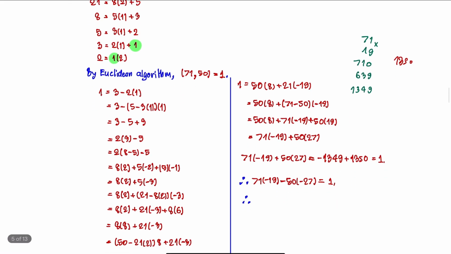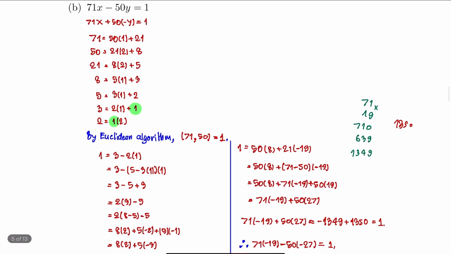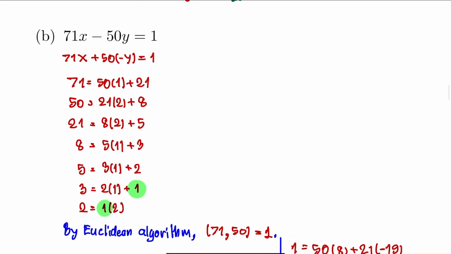Okay, so x becomes minus 19 and y is minus 27 for this equation. And you can find integers other than these x and y for this equation. I think you can find them yourself. And that's it for this video.